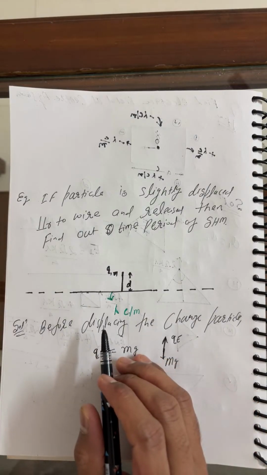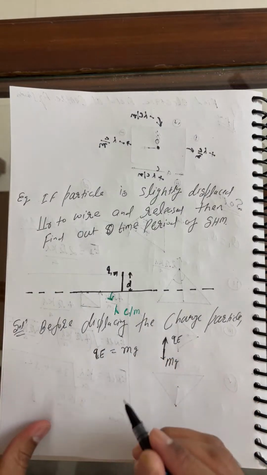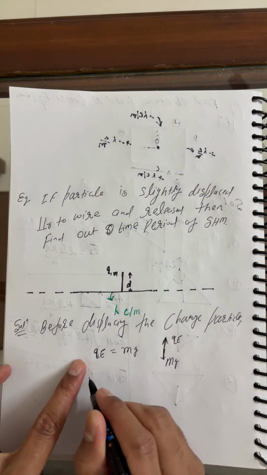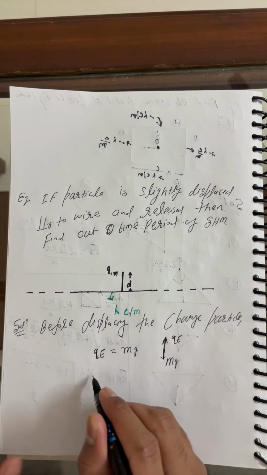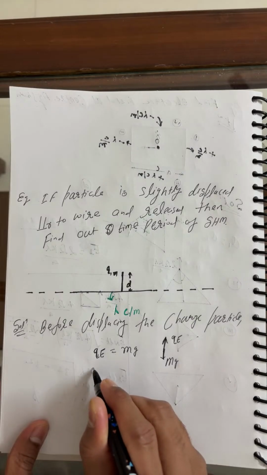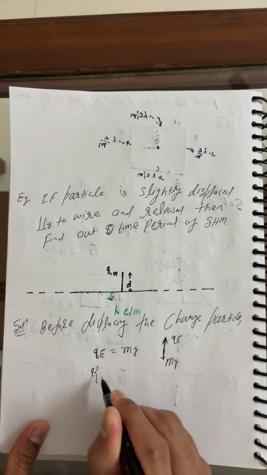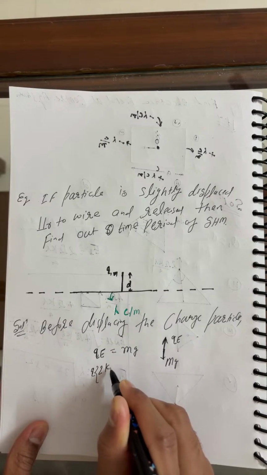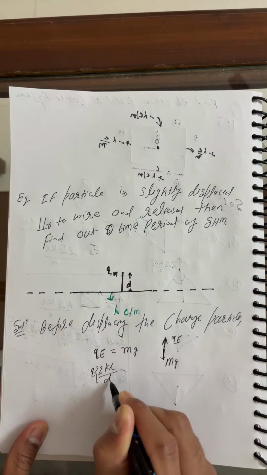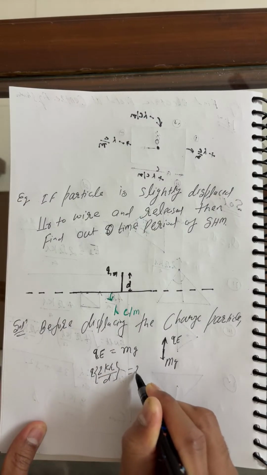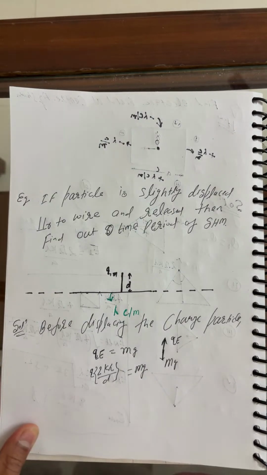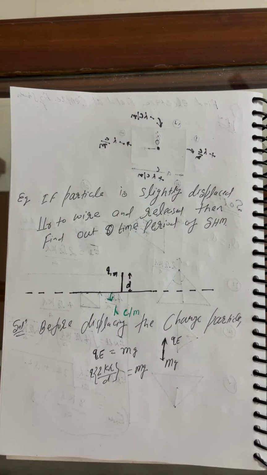Just now we finished the electric field due to an infinite charged wire. So for this condition you can write mg = QE, and E is 2kλ/d, which is nothing but mg only.